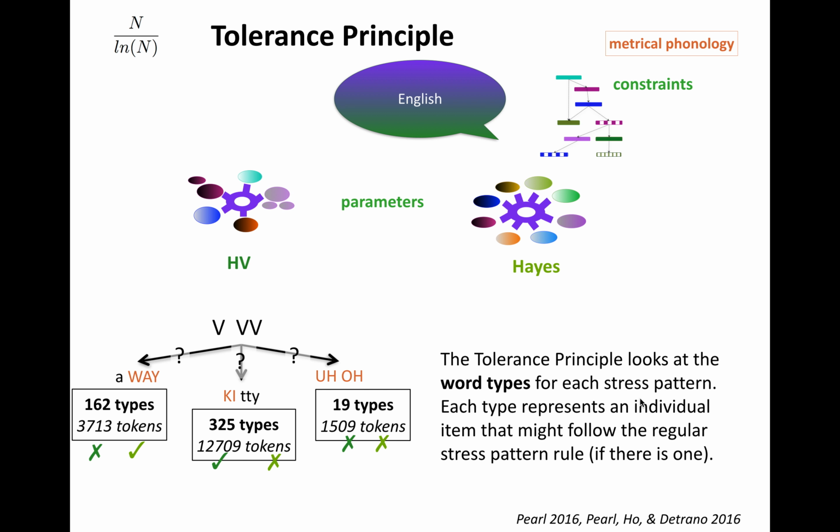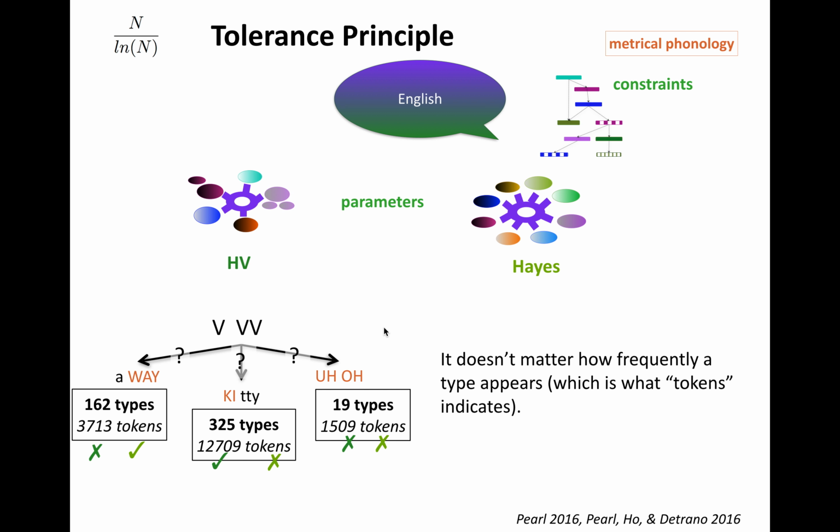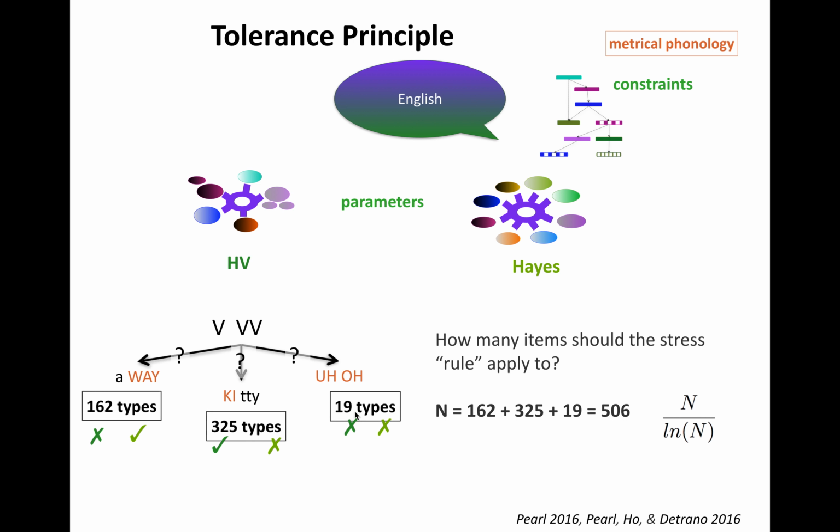So you're going to look at the word types for each stress pattern, and each type represents an individual item that might follow the regular stress pattern rule, if there actually is one. So it doesn't matter how frequently a type appears, which is the tokens, right? We're just looking at the vocabulary items that have a certain stress pattern. So how many items should the stress rule apply to if it in fact exists for this word form? And the answer is you just add up all of your types, right? And this turns out to be 506.